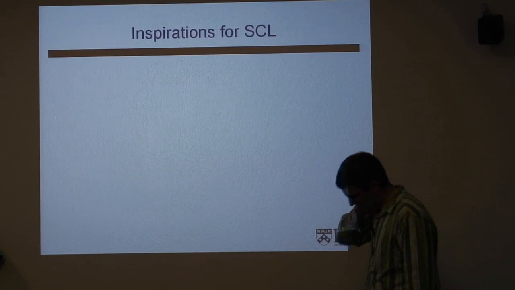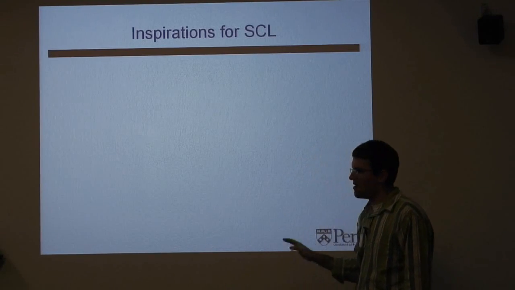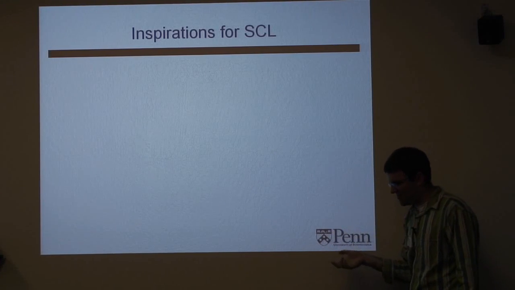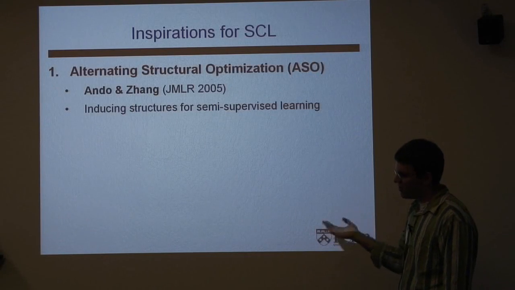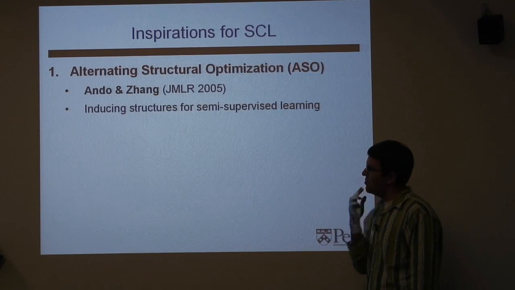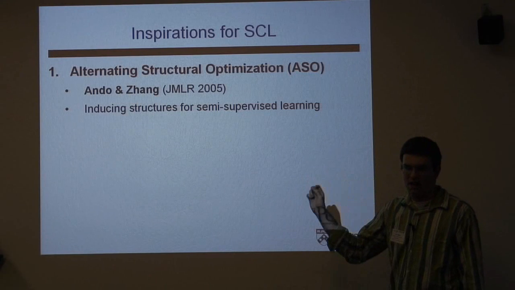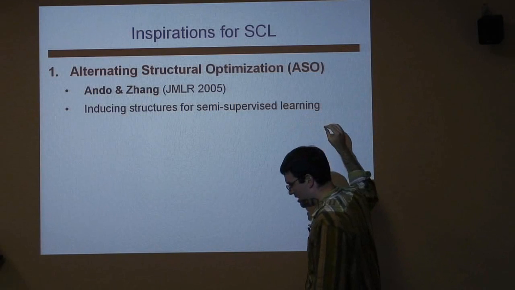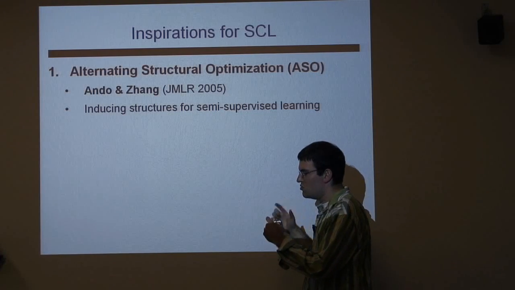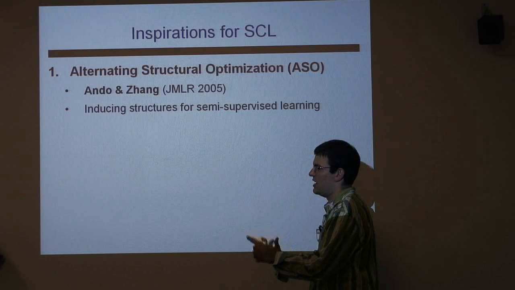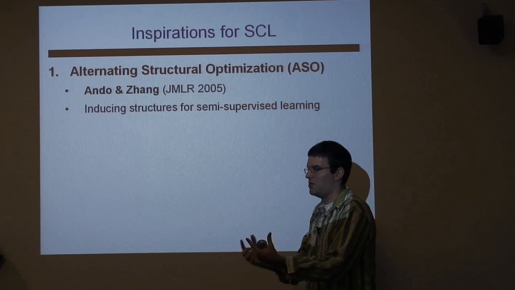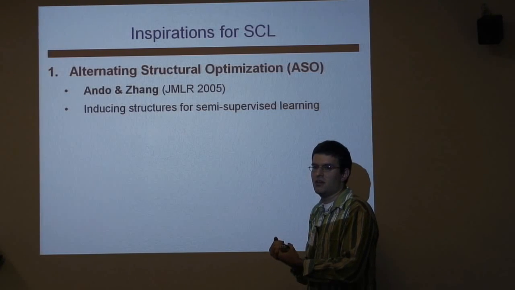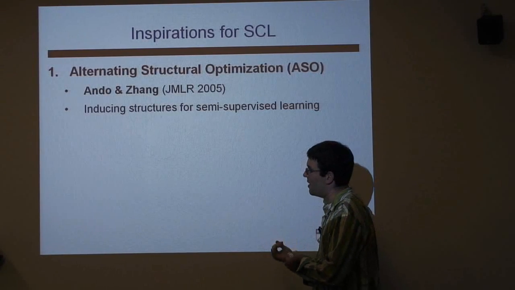Okay, so before I go into the results, I want to stop and mention two direct inspirations for my design of SCL. The first is alternating structural optimization, which is a semi-supervised technique by Ando and Zhang. The idea there is to use auxiliary predictors on unlabeled data, to train discriminative models on unlabeled data, and use that to characterize a reasonable hypothesis space for doing good discriminative learning.